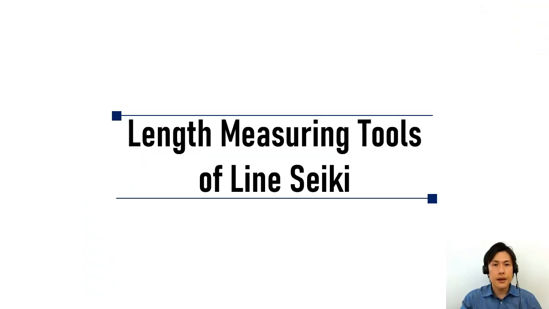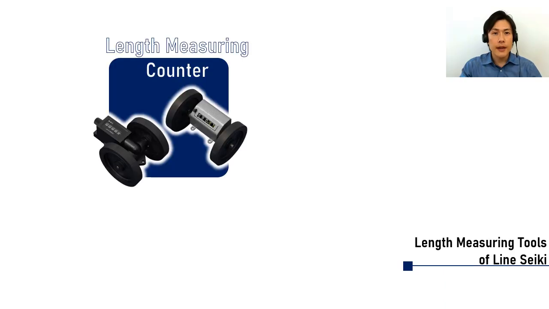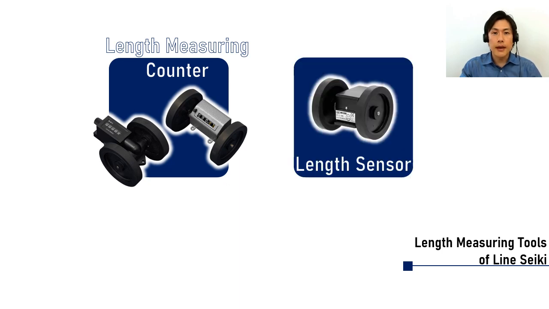And Line Seiki has several tools for length measurement, so let me introduce them briefly. First, we have length measuring counters. They are mechanical type. Another one is a length sensor. So roughly, Line Seiki has two product families.